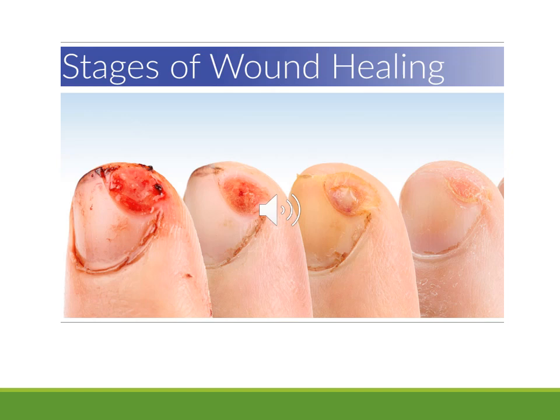So this first finger that we're looking at is obviously homeostasis. The injury just happened. The second stage, we start to see that inflammation. We start to see a scab forming. We still have some redness. The third stage, or the third finger here, is the proliferation stage. We're starting to see some tissue formation there. And then our last one is our maturation, where we're having that remodeling going on with the finger. So this is just another visual aid to help you see those stages of wound healing.